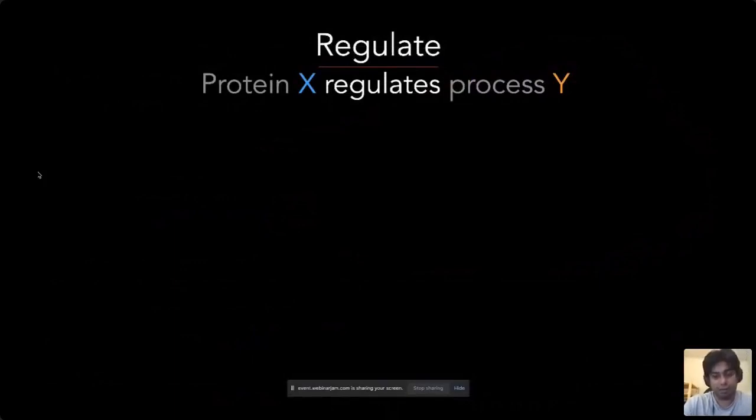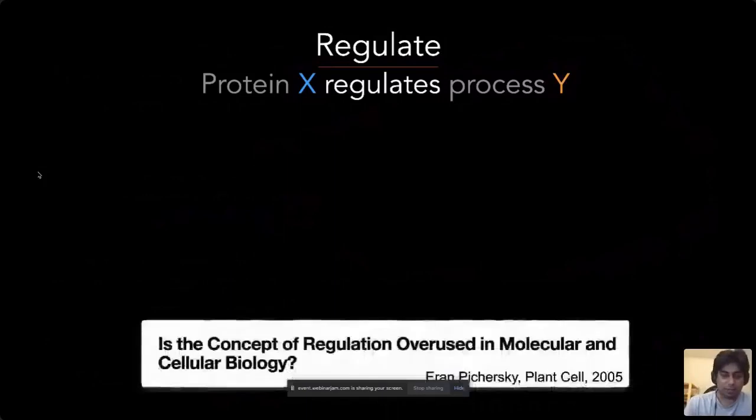Typically, you would find in any biological study that protein X regulates process Y. And we try to understand what that word means. What does regulate mean? Because it doesn't define anything very precisely. It just implies that the protein probably plays some sort of regulatory role, by increasing or decreasing the process, etc. Right? So I would like to point you towards this nice review by Eran Pichetsky, where he argues whether the concept of regulation is overused.